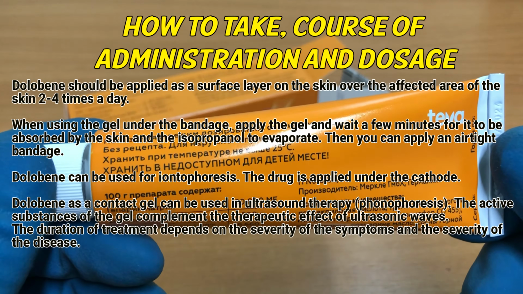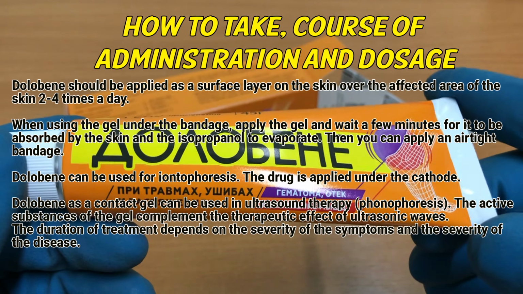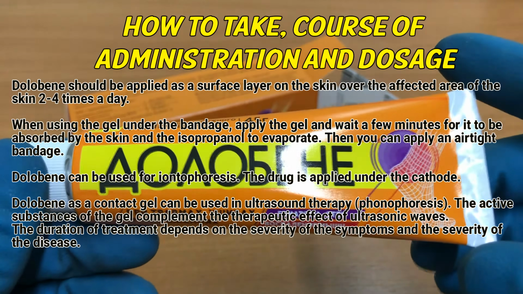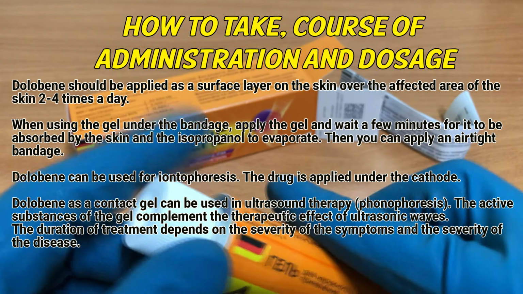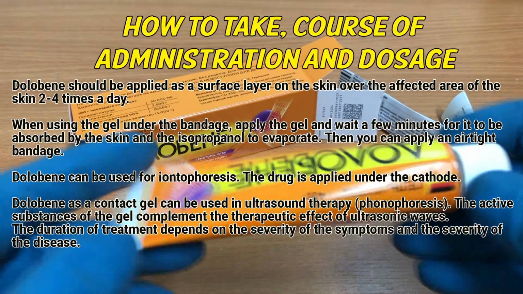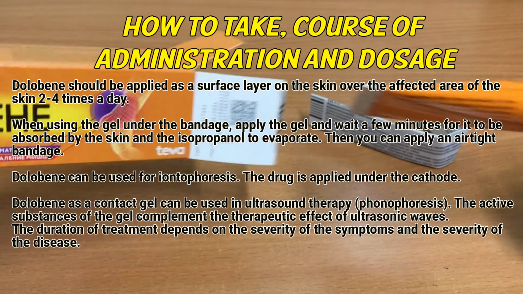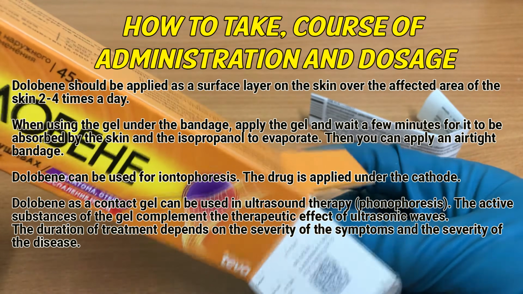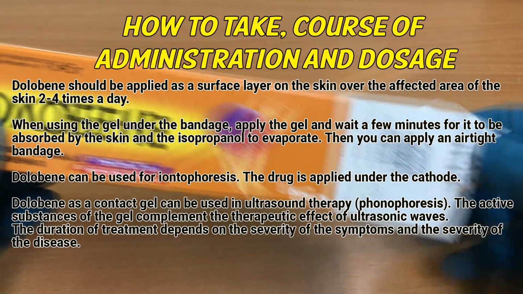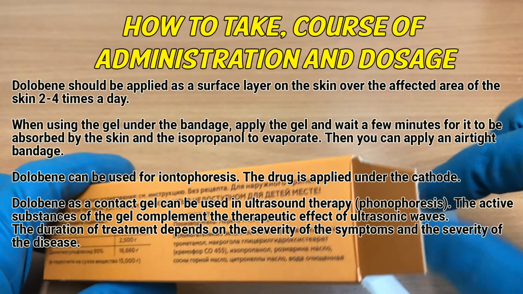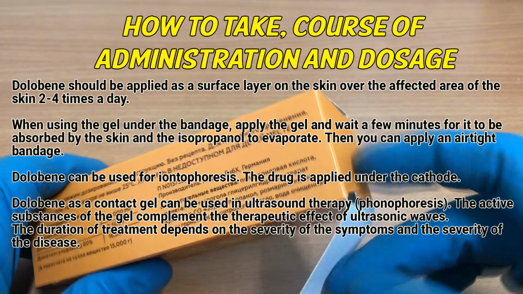How to take, course of administration and dosage. Dolobene shall be applied as a surface layer over the affected area of the skin 2 to 4 times a day. When using the gel under the bandage, apply the gel and wait a few minutes for it to be absorbed by the skin and the isopropanol to evaporate. Then you can apply an airtight bandage.